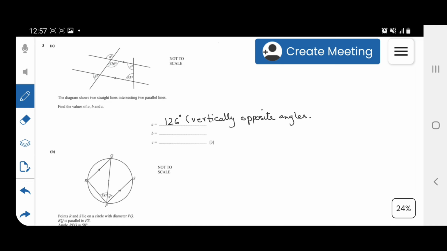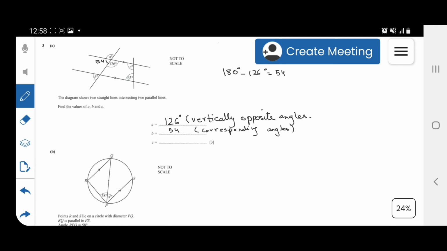If we do 180 minus 126, here I am doing the working, 180 degrees minus 126, we will find 54. So this angle will be 54. So B is also equal to 54, and I am just writing the reason to let you understand: corresponding angles. Okay, now to find C, we can use this 63.